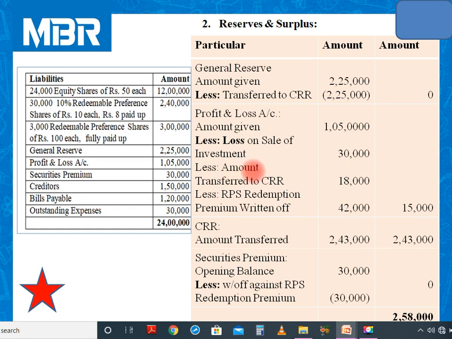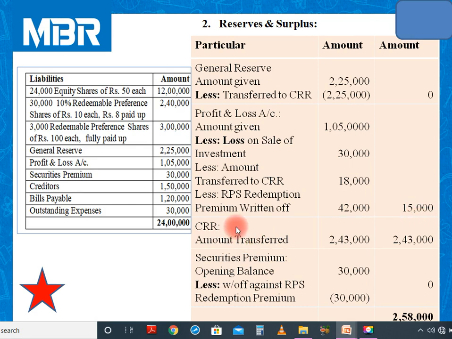And for the purpose of adjustment of RPS redemption premium, security premium account was not sufficient. So we have utilized 42,000 rupees from profit and loss account. You can visit step number 4 in order to find out the figure of 42,000. So out of 1,05,000, we have utilized 30,000, 18,000 and 42,000. So the balance of profit and loss account is 15,000.